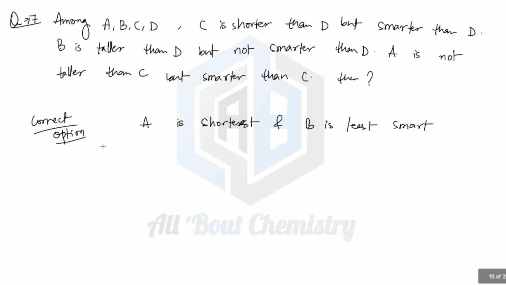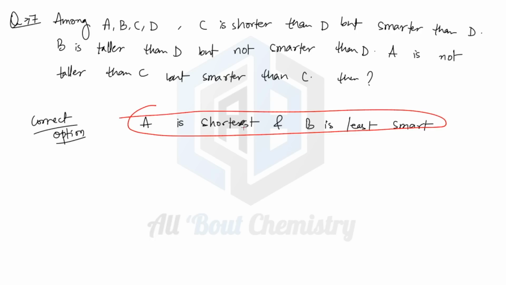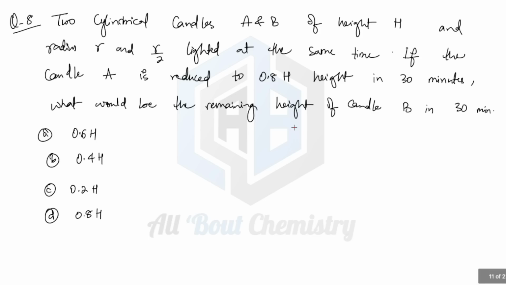Fine, let's take the next one. It says among A, B, C, D, C is shorter than D but smarter than D, B is taller than D but not smarter than D, A is not taller than C but smarter than C, something like that. The correct answer is the option which says A is shortest and B is least smart. So make the order of height and the order of smartness. Once you get both the orders, you will get the answer.